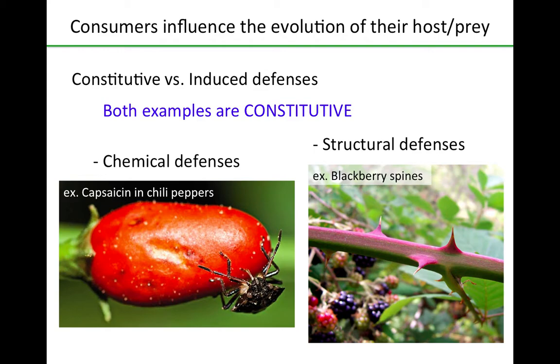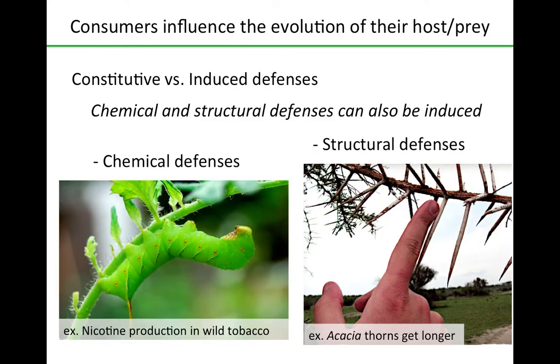So chili peppers always have capsaicin present, whether or not they're being attacked by an herbivore at any point in time. Blackberries develop spines, whether or not they've been attacked by an herbivore. So they're always present. That's what constitutive means. But we can also have these types of defenses be induced. So that just means that either the presence of the defense or the amount of the defense is increased or produced in response to an herbivore.